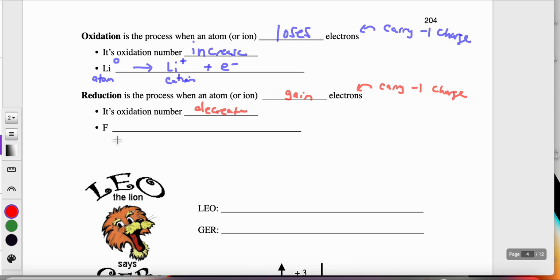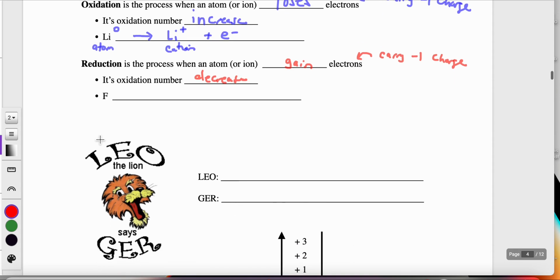Our best example of an atom that likes to go through reduction is fluorine. Fluorine, as an atom, starts off with a 0 charge. When you look on your periodic table, it wants to form the fluoride anion. So to go from 0 to -1, the atom has to gain, or take on, one more electron, so we would show the electron on the reactant side.